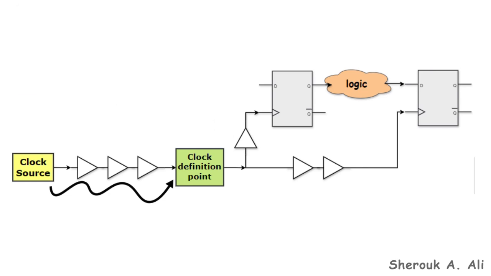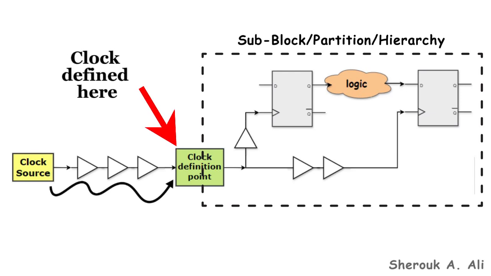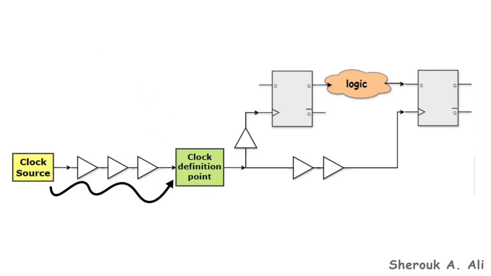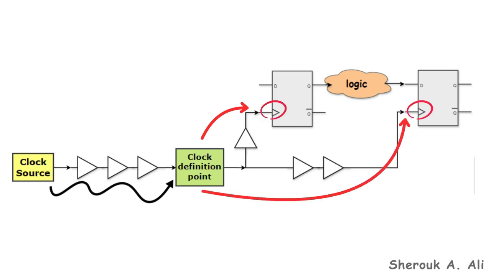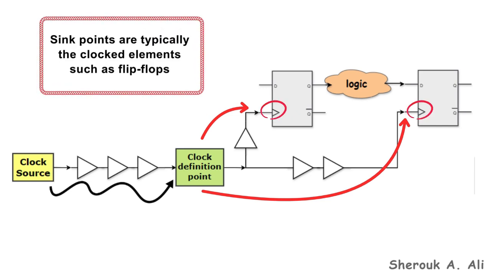To better understand the clock definition point, consider a hierarchical design where we have multiple people working on multiple partitions or the submodules. The block owner would define a clock at the port of the block. This port is called the clock definition point. Finally, the clock signal propagates from the clock definition point to various sync points within the design, where sync points are typically the clocked elements such as flip-flops.